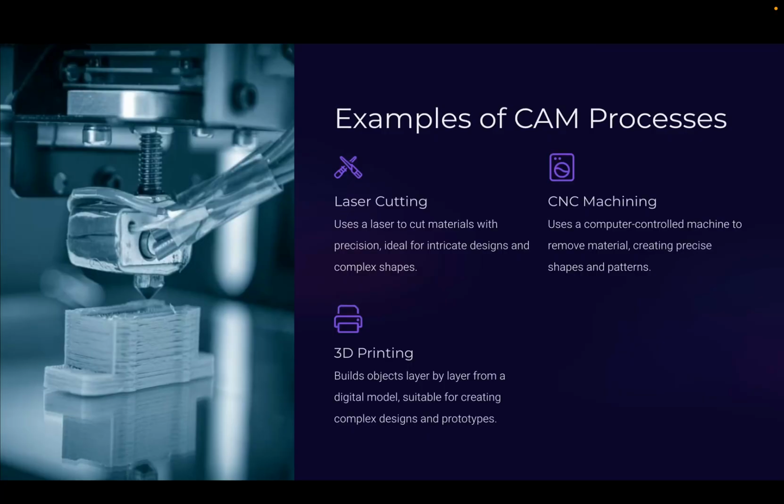Examples of CAM processes, and these are the three most common ones. Laser cutting, as I mentioned, we use a laser to cut material with high precision. CNC machining is removing material to carve out the shapes. And with 3D printing, we build an object layer by layer from a digital model.